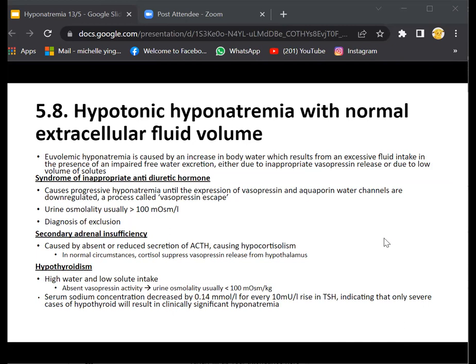The serum sodium concentration decreases by around 0.14 millimole per liter for every 10 milliunit per liter rise in TSH, indicating that only severe cases of hypothyroidism will result in clinically significant hyponatremia.